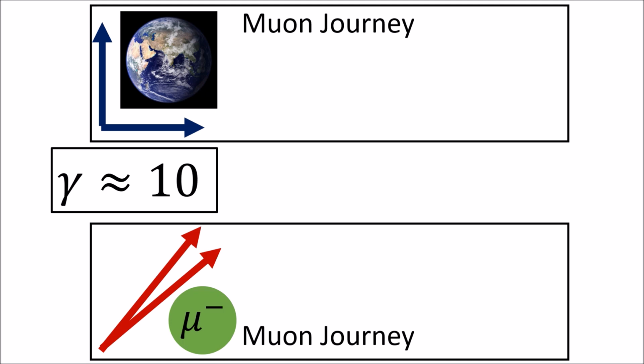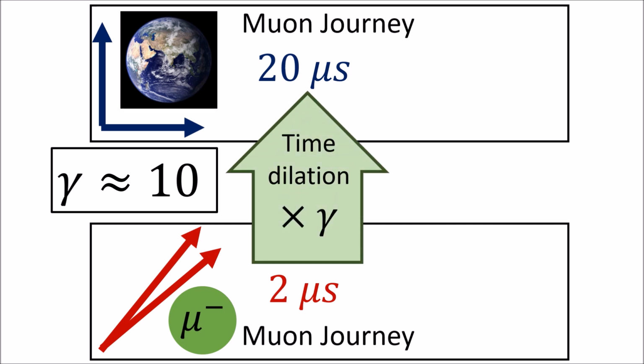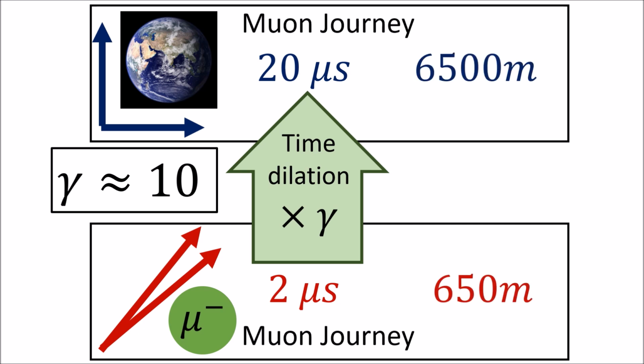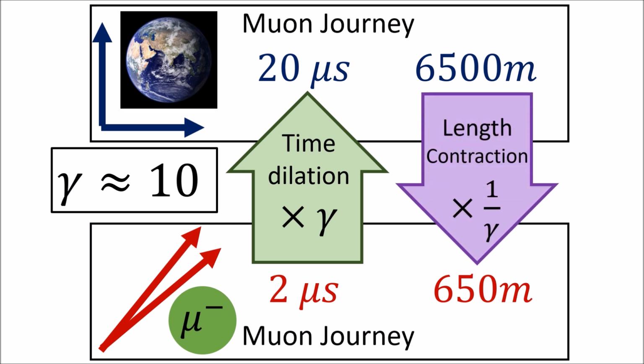So according to the Earth, the muon lives for 10 times longer than expected, and that's why it's able to reach the Earth's surface from the atmosphere. But in the muon's frame, it only lives for 2 microseconds. But it still reaches the Earth's surface because the Earth's atmosphere is length contracted to be 10 times shorter.